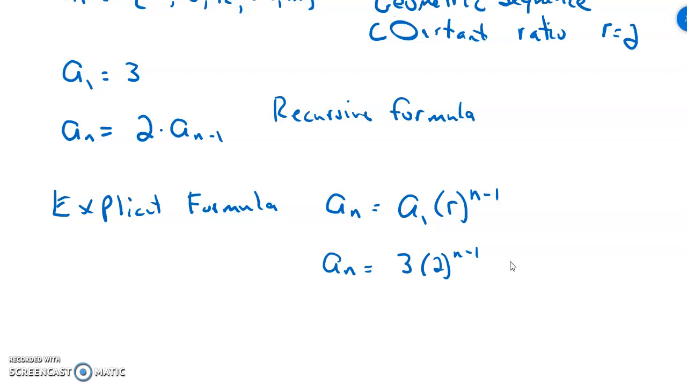All right, if you want to try it out for n equals 1, you'll get 3 times 2 to the 0 power, which is 3 times 1, which is 3. The next time you do it, you'll get 3 times 2, which is 6. The next time you'll do it, you'll get 6 times 2, which is 12, and so forth.